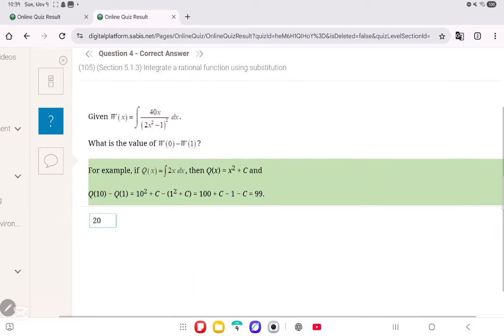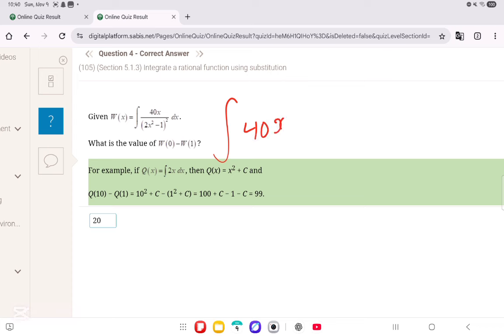Okay, very important question. What's the value of W0 minus W1? What is W? W is the integration of 40x over (2x squared minus 1) to the power of 2. How do we do this? First of all, integration, right? We need to bring everything to the numerator. We don't deal with anything in the denominator, unless it does not have x.